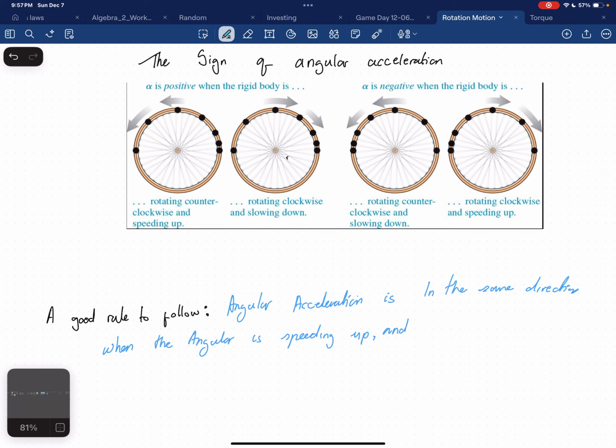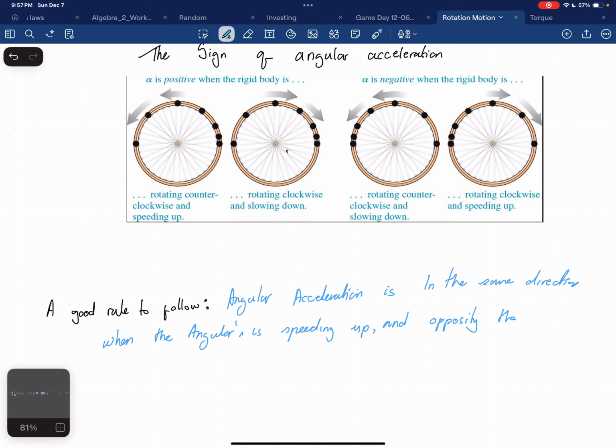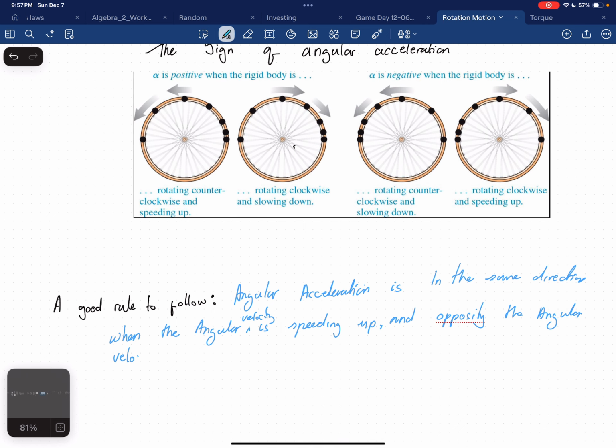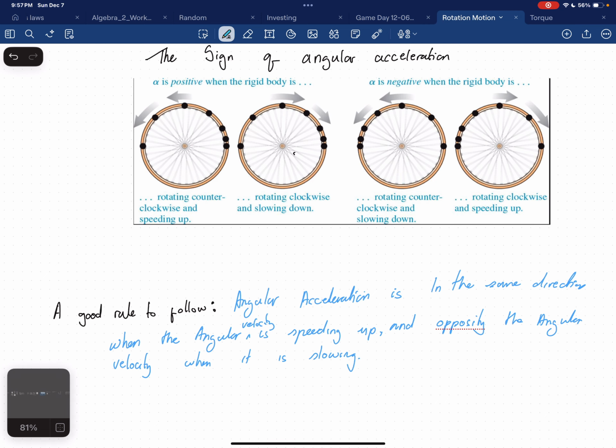And angular acceleration is opposite the angular velocity when it is slowing down. A lot of these rules are similar to the kinematic rules. This is how linear velocity works as well. Let's look at this picture I got from your textbook really quick.